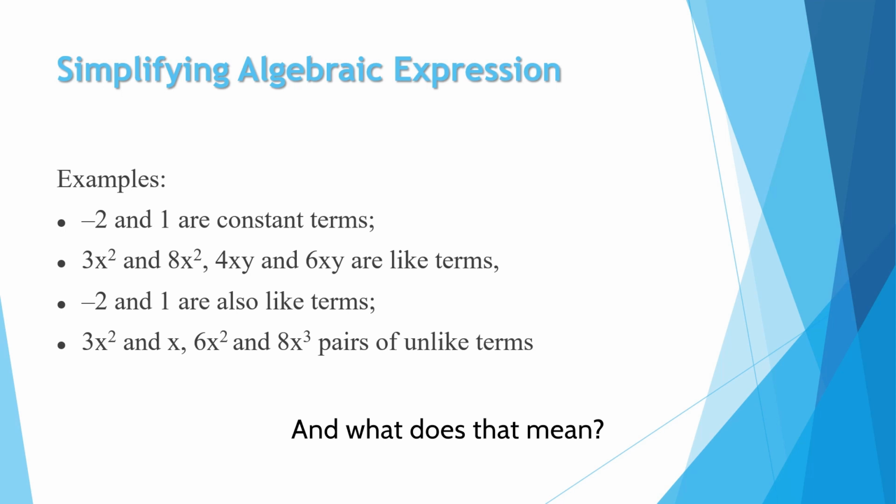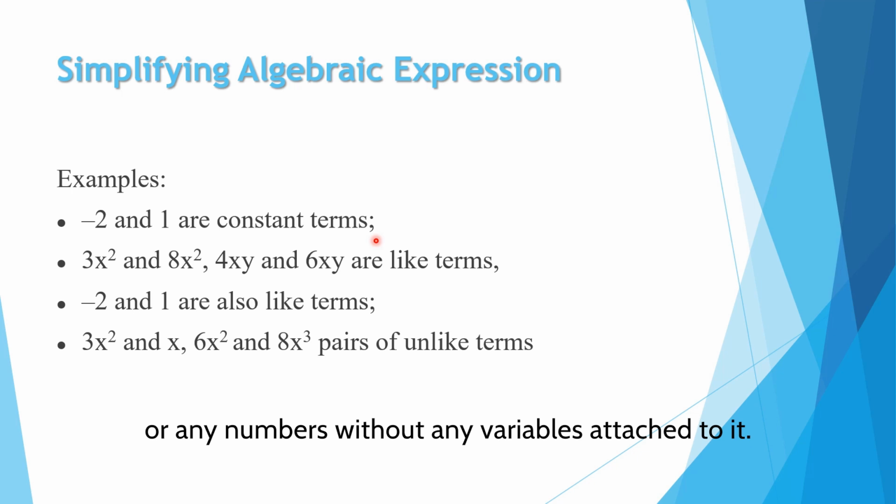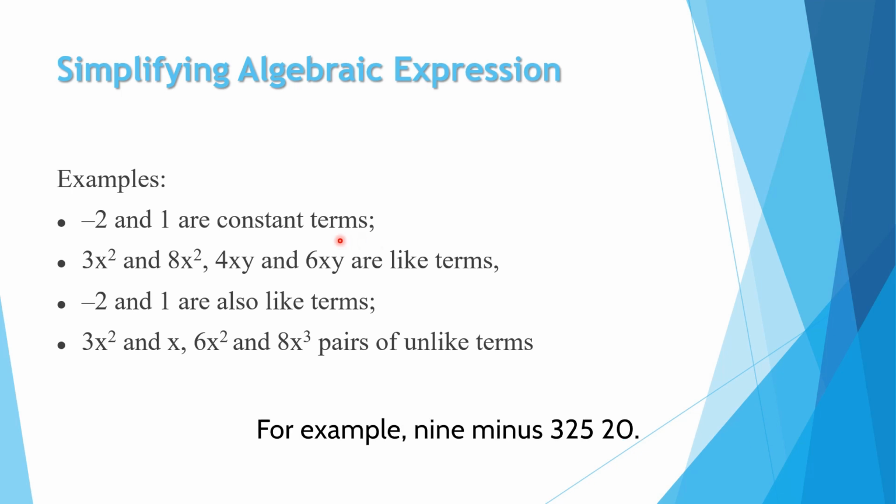And what does that mean? We can look at some examples here. Let's say -2 and 1 are constant terms, or any numbers without any variables attached to them. For example, 9, -3, 25, 20, all these can be constant terms.